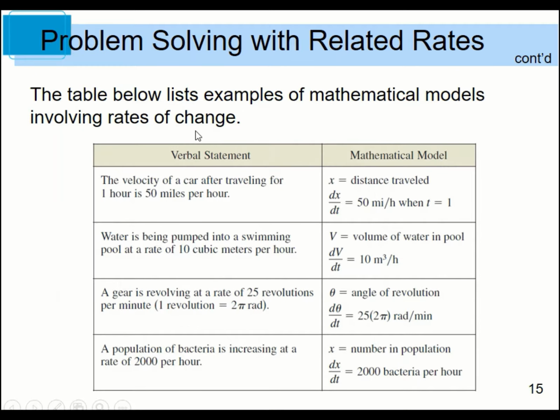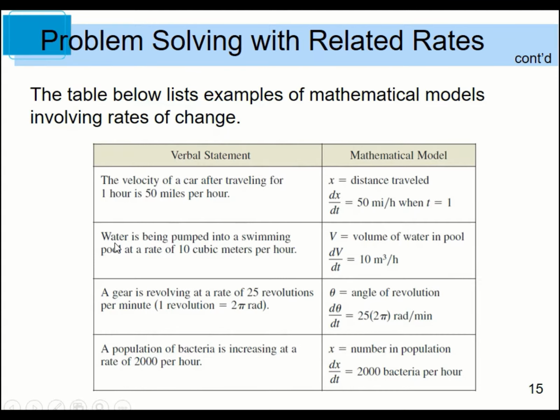Now, the table below lists examples of mathematical models involving rate of change. For example, the velocity of a car after traveling for 1 hour is 50 miles per hour. So the variable is x, the distance traveled, and the differentiation, the rate, is dx/dt, which is 50 miles per hour when t is 1, that is, 1 hour.